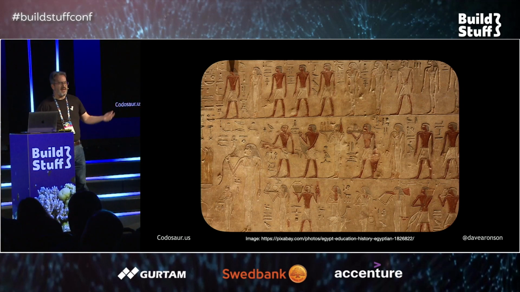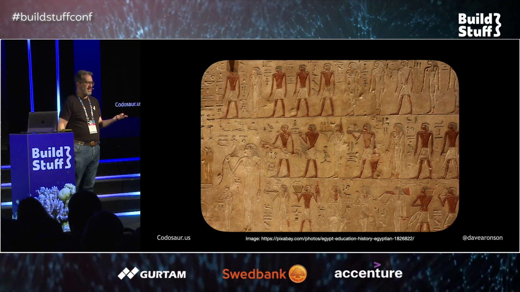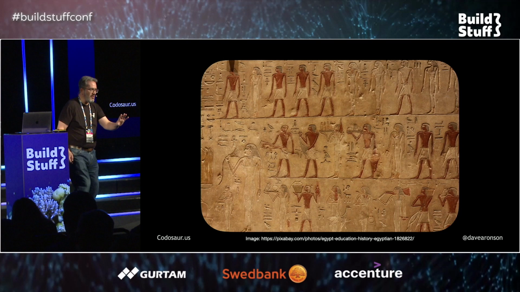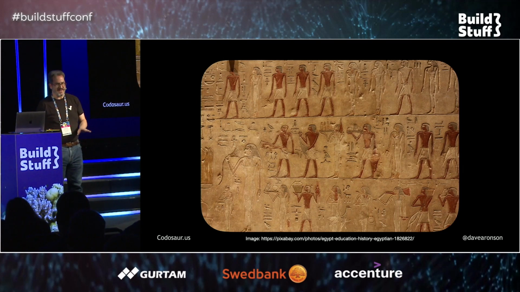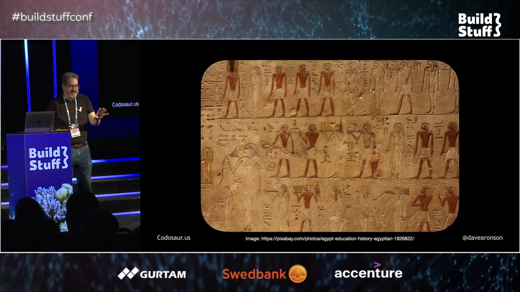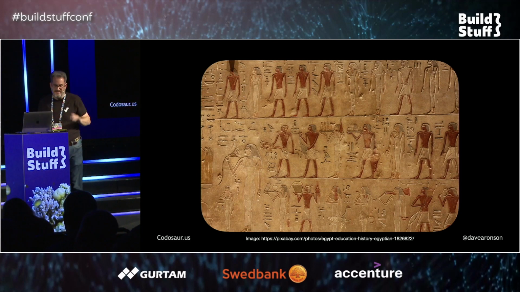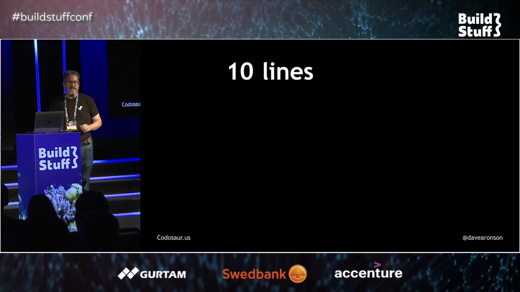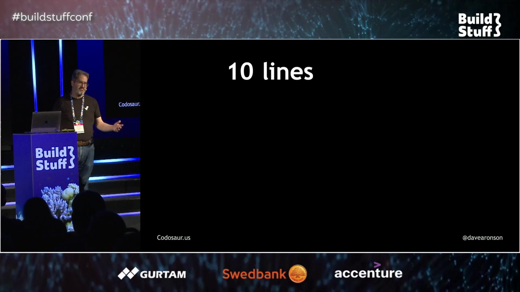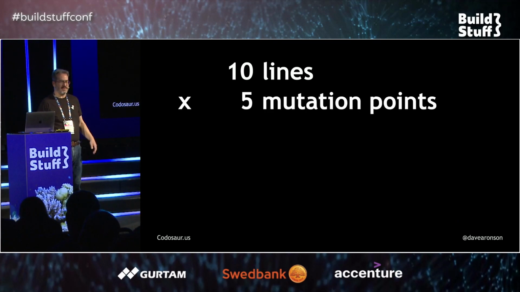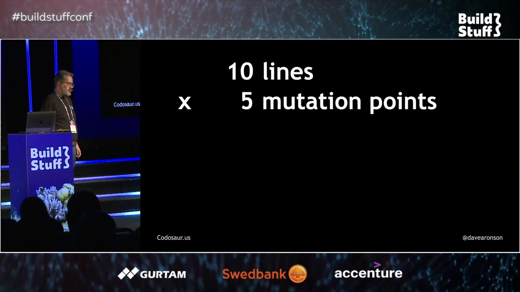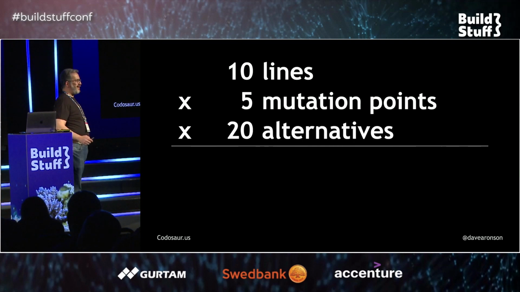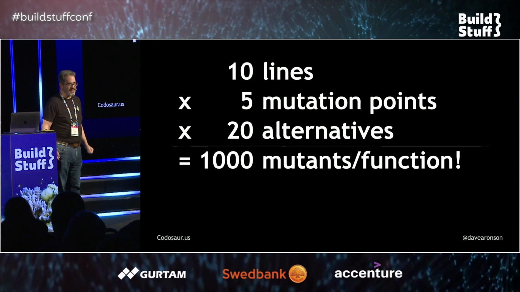Why is it so CPU and memory intensive? To answer that, we need to do a little bit of math, but don't worry, it's pretty basic. I'm not going to ask anyone to divide or subtract. Suppose our functions have, on average, about 10 lines each, and each line has about 5 places where it can be mutated to any of about 20 alternatives. That works out to about 1,000 mutants per function.